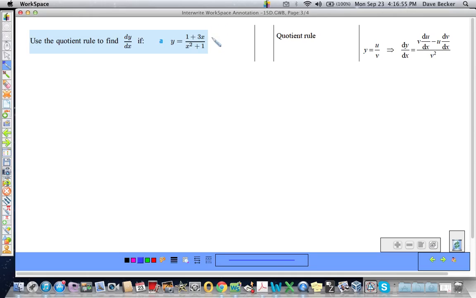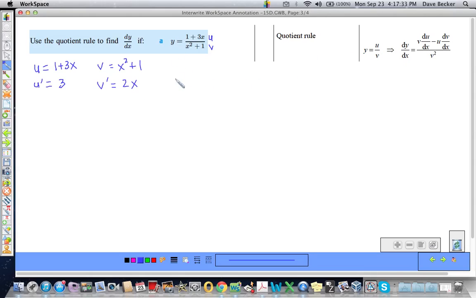Okay, well, the first thing you need to do is identify your function that is u, that's in the numerator, and your function that is v. So sometimes it helps, especially when you're first starting out, to just go ahead and write it out. U equals 1 plus 3x, and then take the derivative right away because we're going to need it. U prime is equal to 3, or the derivative of u. And v is equal to x squared plus 1. And so the derivative of v is equal to 2x. And now we just have to use our formula.